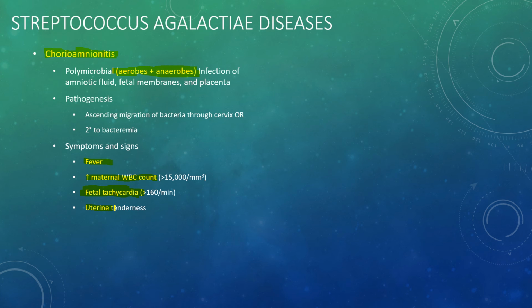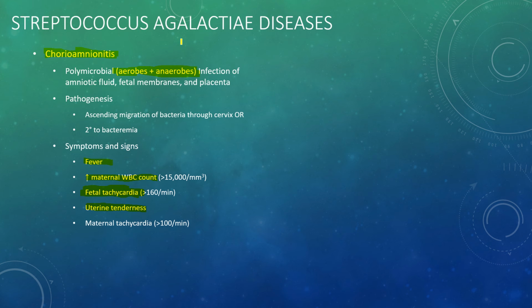You can even get uterine tenderness because, remember, all of this is inside of the uterus that's occurring, and even maternal tachycardia. So if you need to remember a couple things, fever, maternal tachycardia, white count, and fetal tachycardia will tell you that the patient has chorioamnionitis.